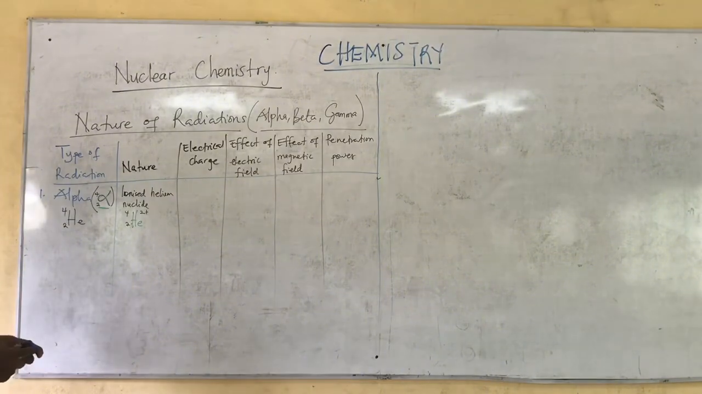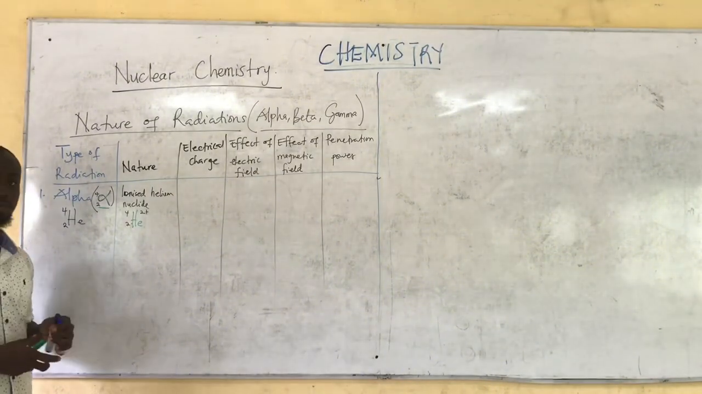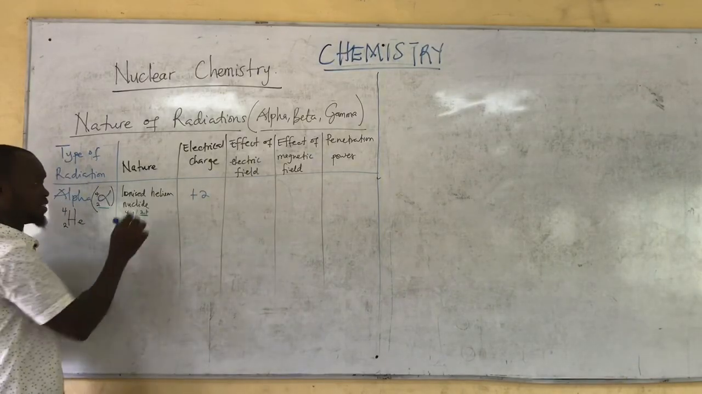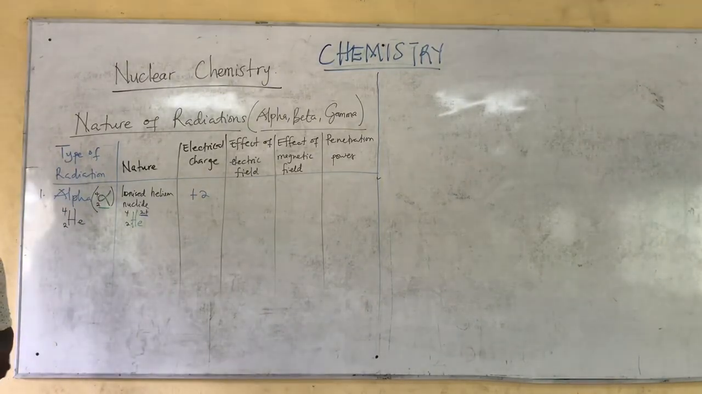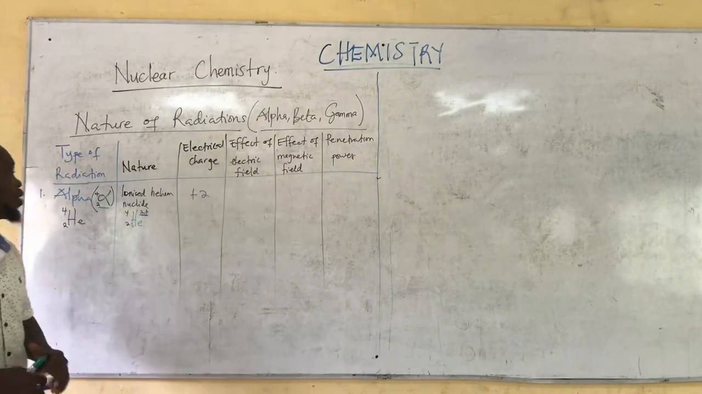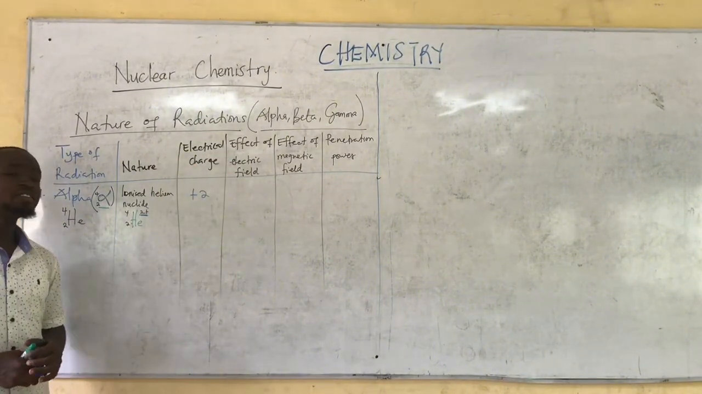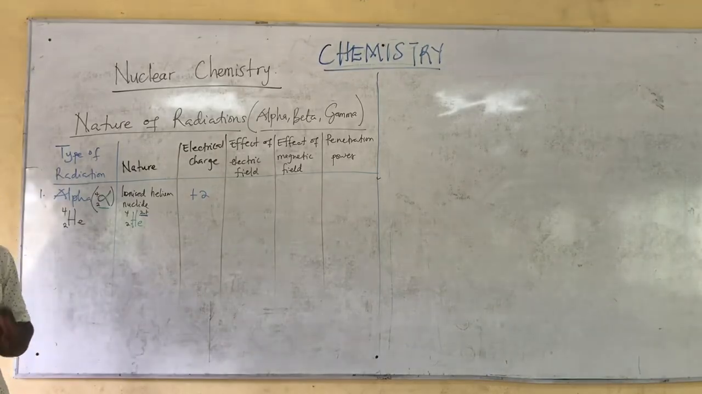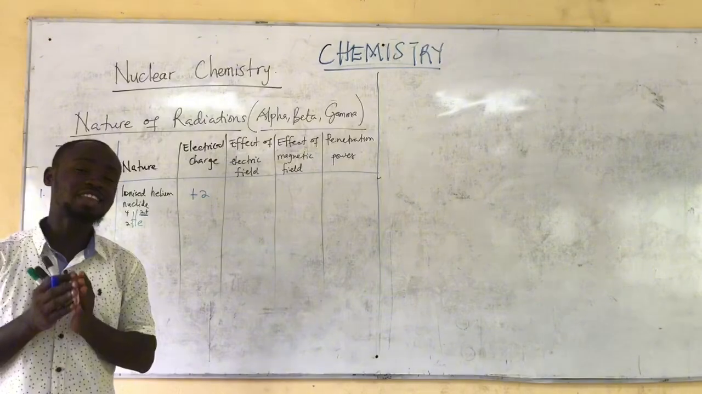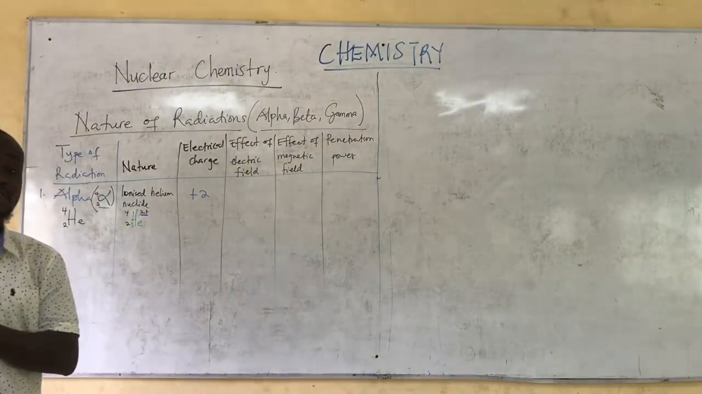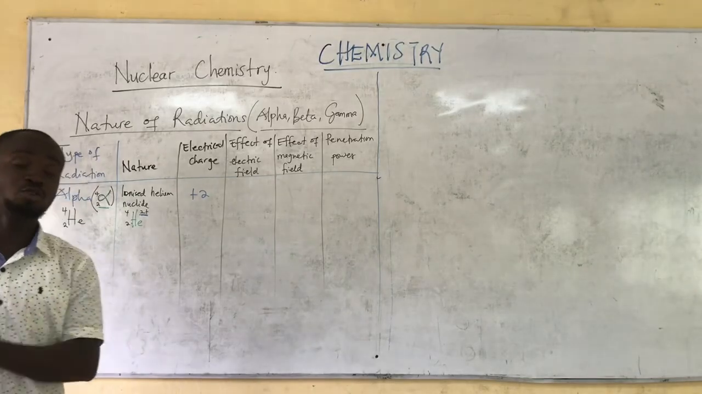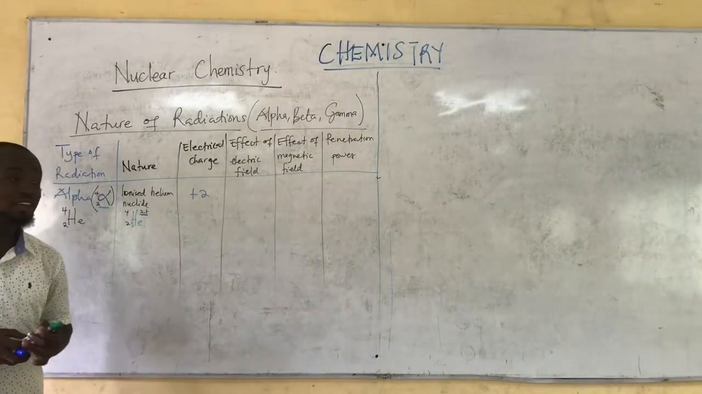Is that okay? Now, what is the electrical charge of the alpha particle? It has a charge of +2. Is that okay? Now, what is the effect of an electric field on an alpha particle? Since the alpha particles are positively charged and have a mass of 4, they are slightly deflected towards the negative plate due to their slightly heavy mass.